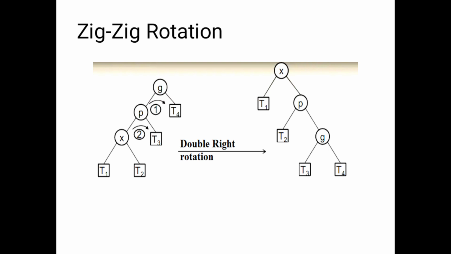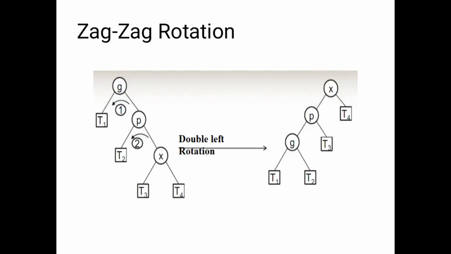Second, we have to rotate X. X comes to the root, and on the right side of X we have to connect P. This is a zig-zig rotation. Here we have to come to the remaining nodes. Here we compare against the root node. We have to connect the remaining nodes T1, T2 and T3. These are the zig-zig rotation.